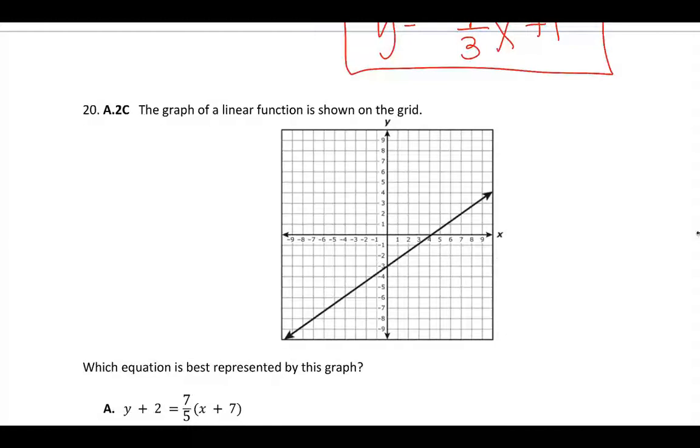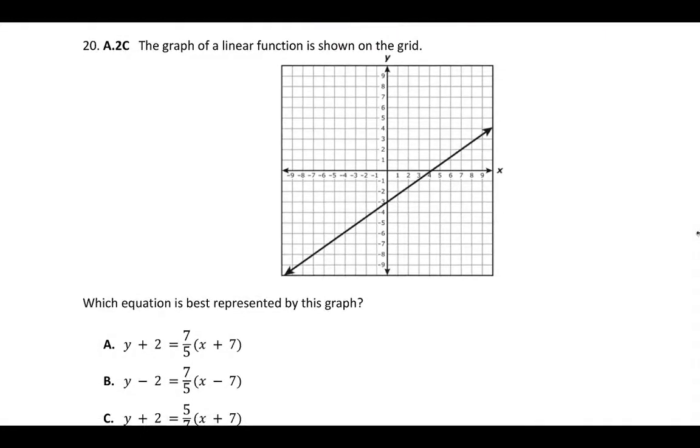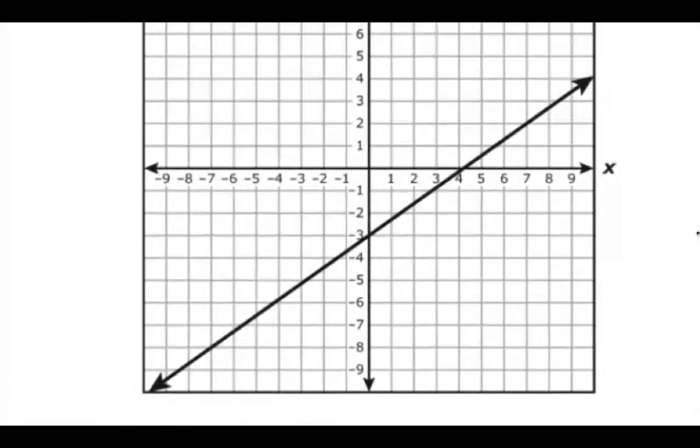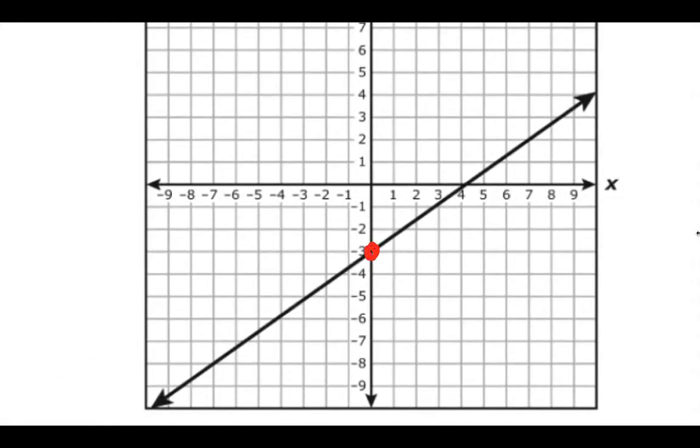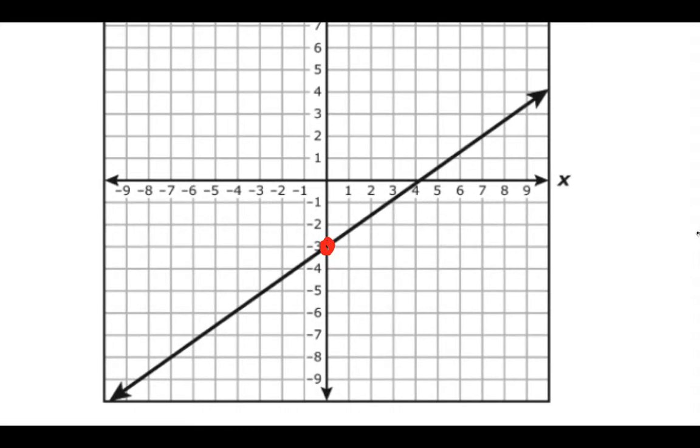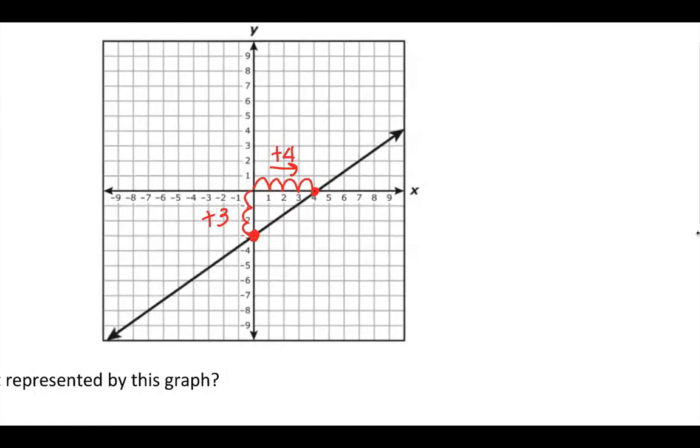The graph of the linear function is on the grid. Which equation is represented by this graph? So I find the equation of this graph. So like the b is negative 3, and then I'd find another pretty point and figure out the slope. So 1, 2, 3. I'm rising 3 and running 4, and it's to the right, so it's positive 4. So the equation is going to be rise over run, so 3 over 4x, and the y-intercept was negative 3.